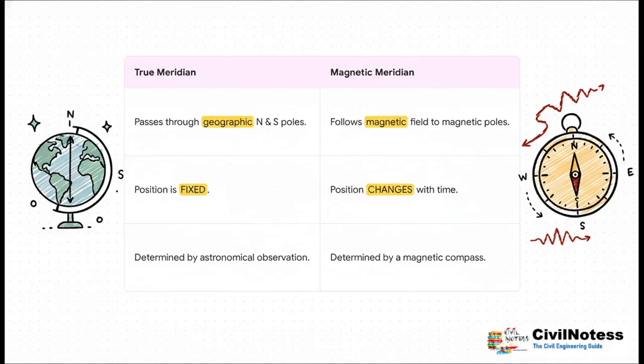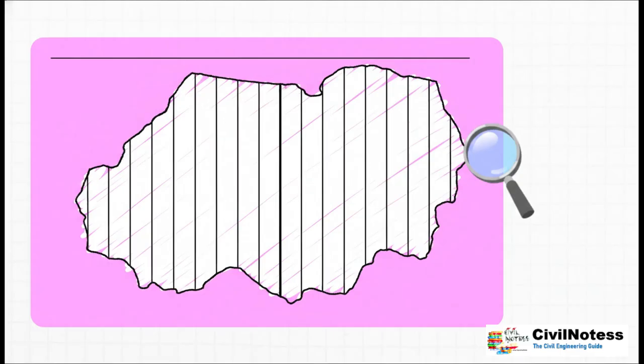So what's the big takeaway? A measurement based on magnetic north isn't permanent. It actually changes over time. So how do you keep surveys consistent across a huge area, like an entire country? You can't have everyone using slightly different reference points.